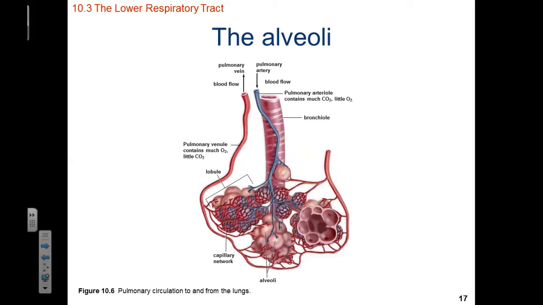Here we can see that terminal bronchiole going to an alveolar tube, which then goes to lobules, which are made of individual alveoli, and each individual alveoli is going to be surrounded by blood capillaries, where we have oxygen enter the bloodstream and carbon dioxide leave the bloodstream.